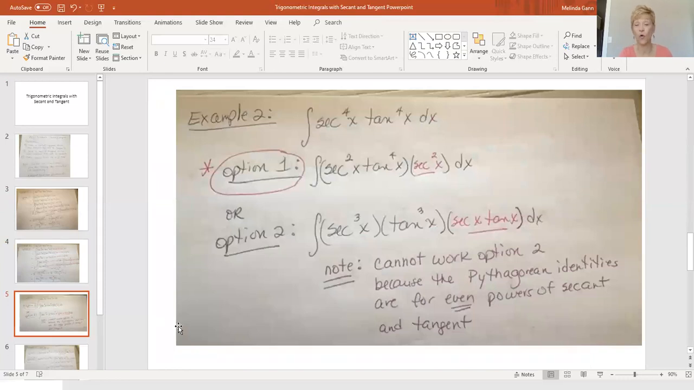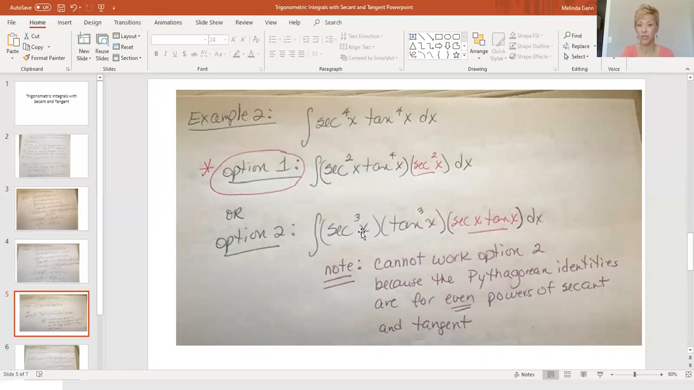Now, let me show you one that you have two options, but both won't work. I've got a secant and a tangent both to the fourth power. So one option is to say the secant squared, and then one option is to say the secant tangent. Now look what happens if I say the secant squared. What is secant squared the derivative of? Well, secant squared is the derivative of tangent, so everything else has got to turn into tangents. Well, this one's already a tangent, and sure enough, I know that I can solve 1 plus tangent squared equals secant squared. So I can work option 1, okay?